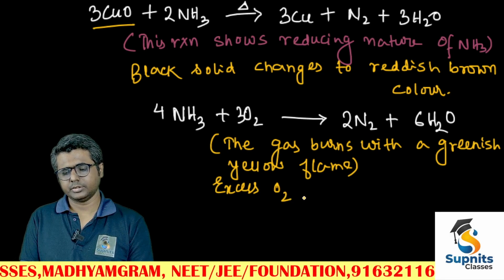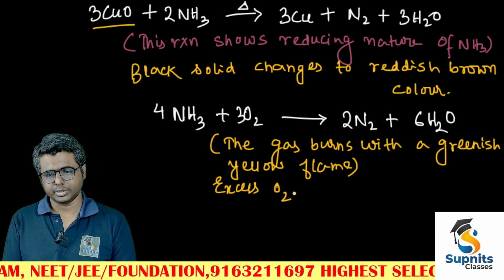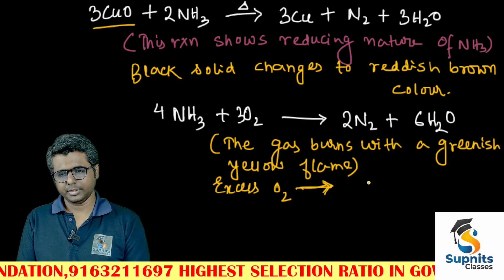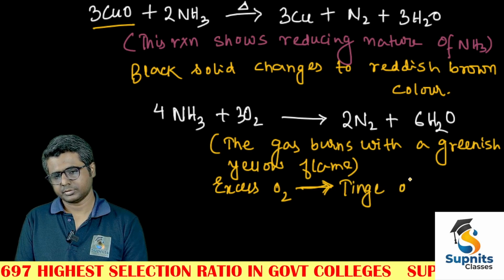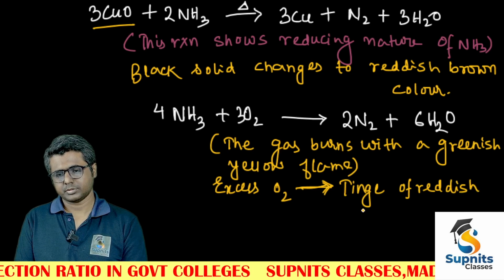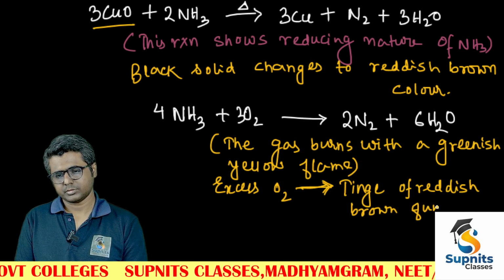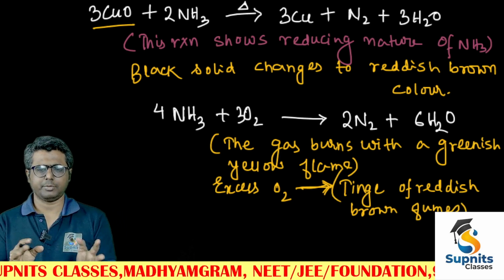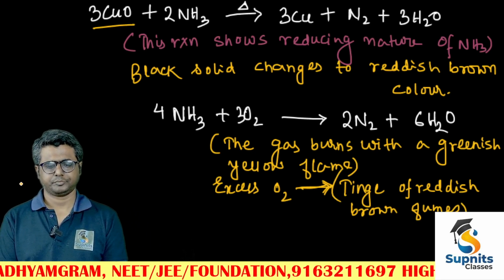Excess oxygen, if you give excess amount of oxygen, then what will happen? There will be a tinge of reddish brown fumes. But that is very rare. Normally the gas will burn with a greenish yellow flame.